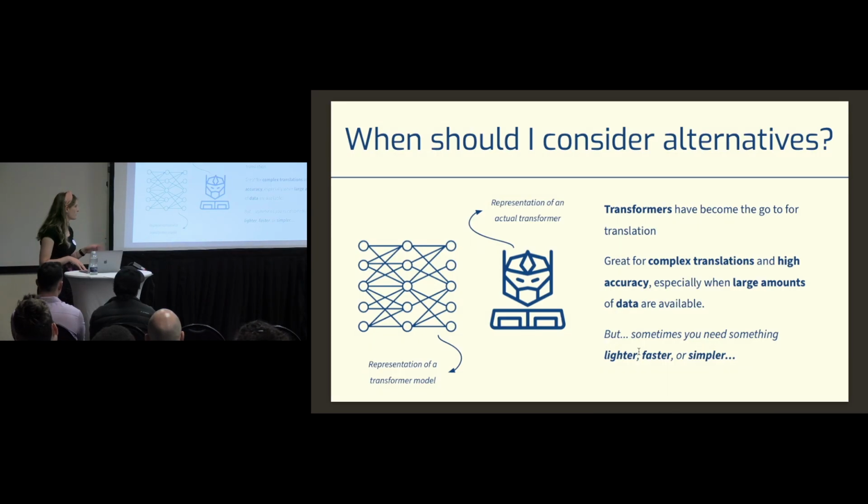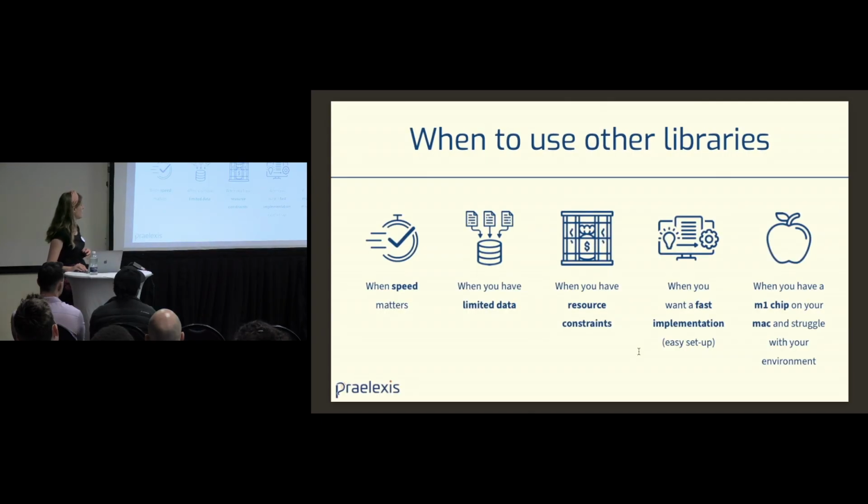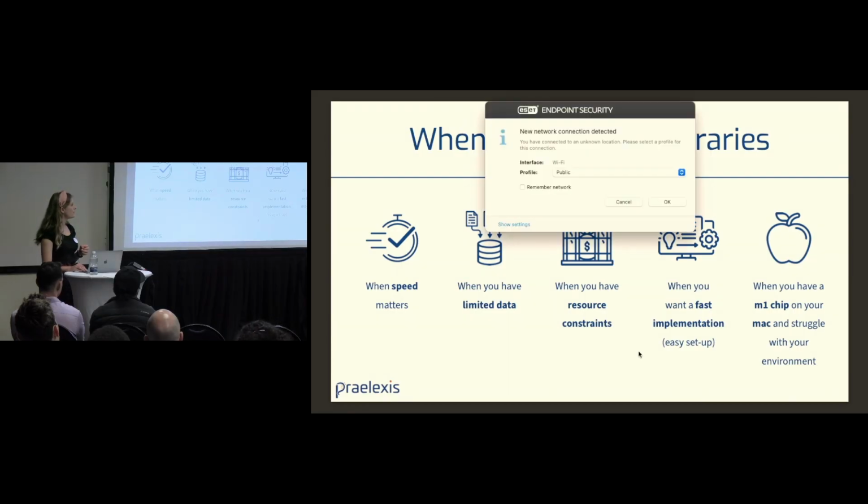They're great for complex translations, high accuracy, good for large amounts of data. But sometimes you just need something different, maybe something simpler, faster, or lighter. And it's worth considering something else. So you should consider something else when speed matters. Maybe you have a limited data set. So this is specifically useful for when you have low resource data or a language that's not spoken a lot. Maybe you have some resource constraints depending on where you want to deploy this or utilize it.